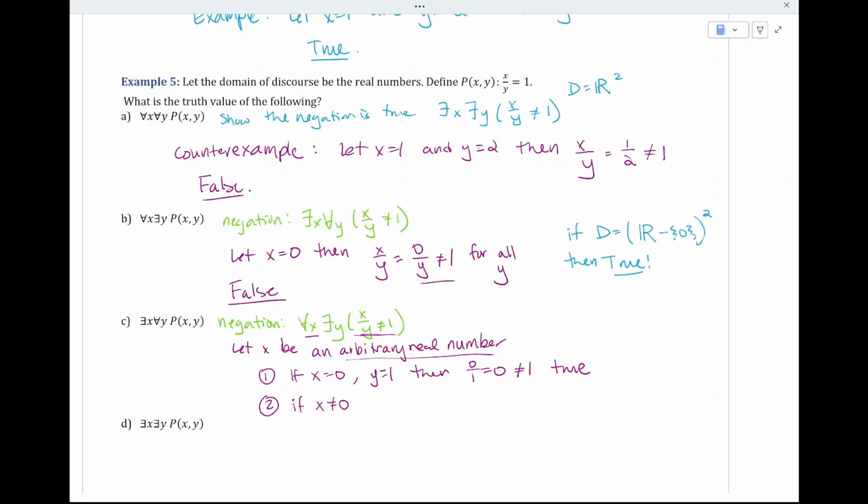If x is not 0, let's let y be 2x. Then x over y is whatever x is, which is not 0, over 2x, which is, cross this out, 1/2, which is not equal to 1. So this is also true. So since I've proved the negation true, regardless of whatever value I have for x, my original statement is false.